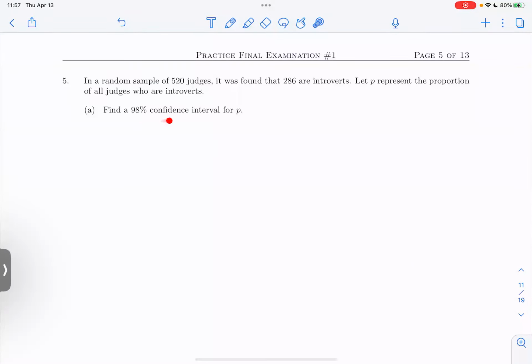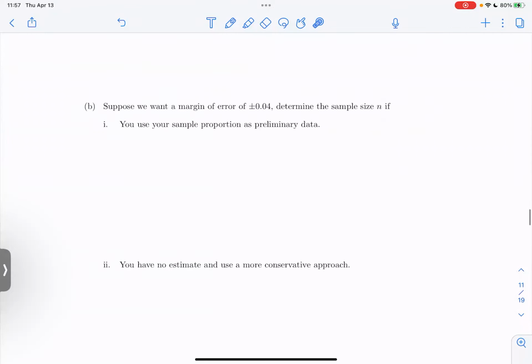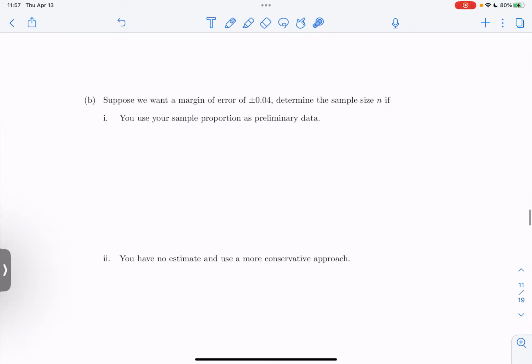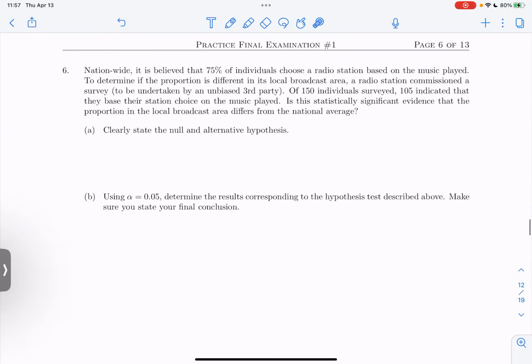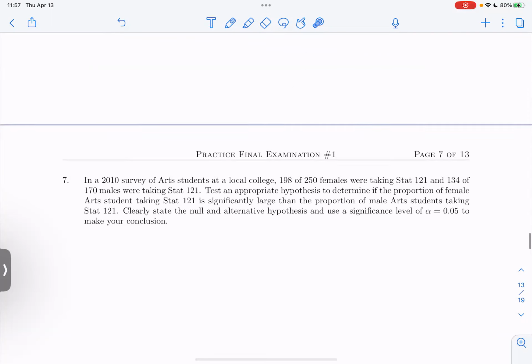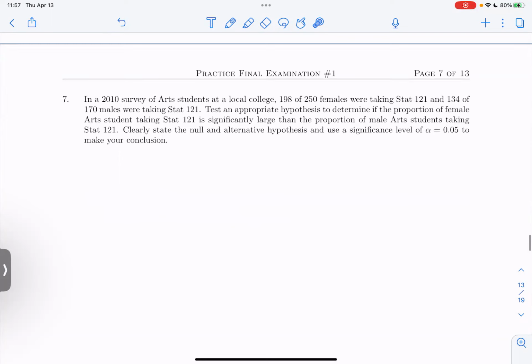Then we're on to a confidence interval. Sample size calculations, both ways, right? There are two ways to do it. Hypothesis test. And these are just examples, right? So I wouldn't put too much stock in these ones in particular.